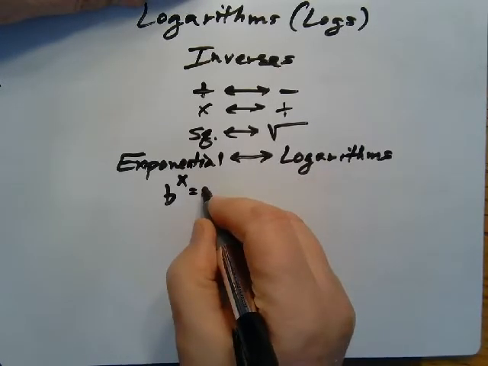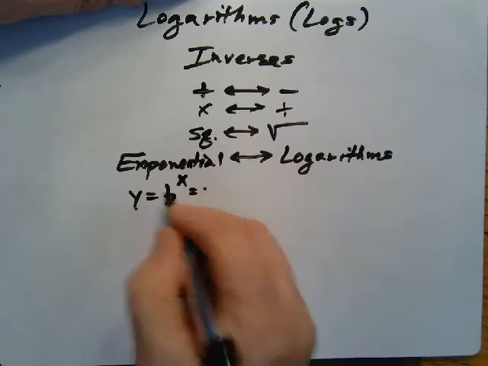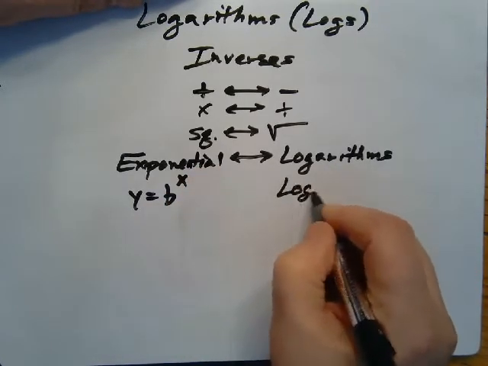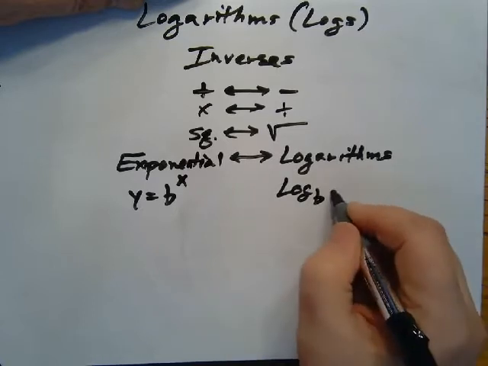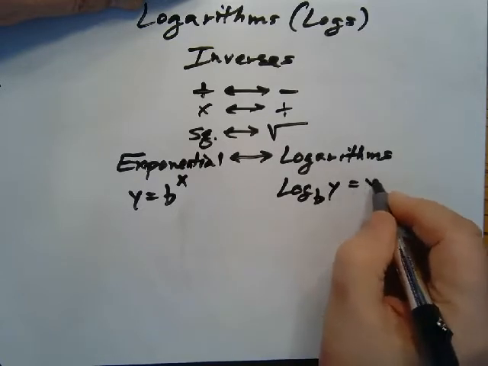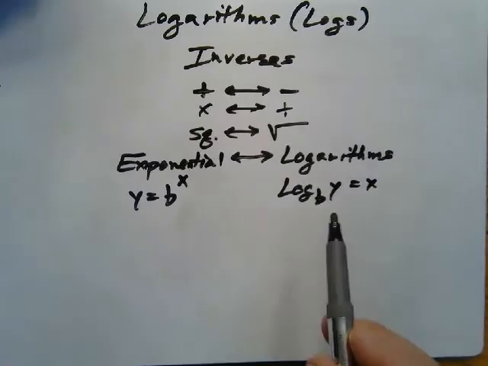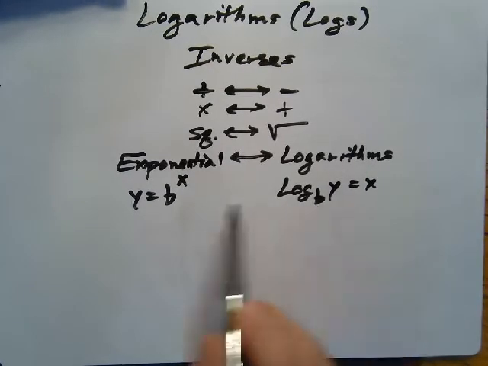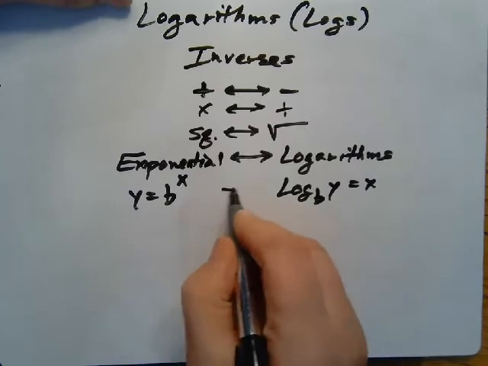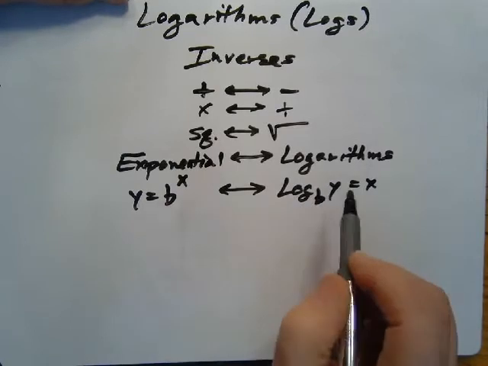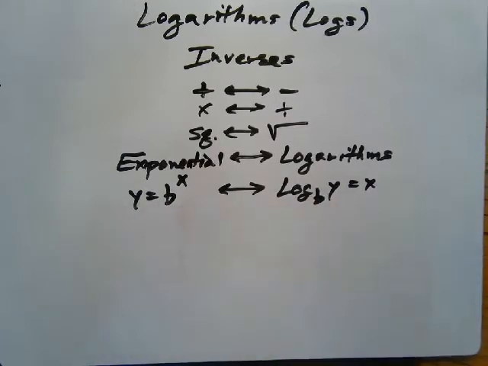Well, exponentials might look like this, and a log would look like this. Log base b of y equals x. Boy, that looks strange, but we're going to learn what everything means here and how these two work together, and they tend to undo one another. We can go from an exponential to a log and back and forth and be able to solve an equation with exponential functions.